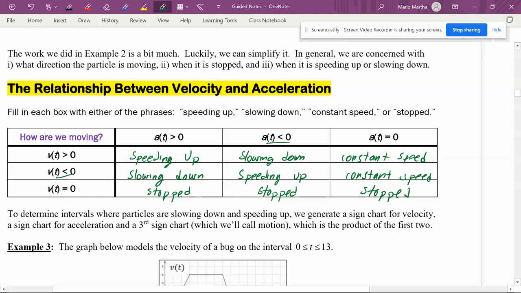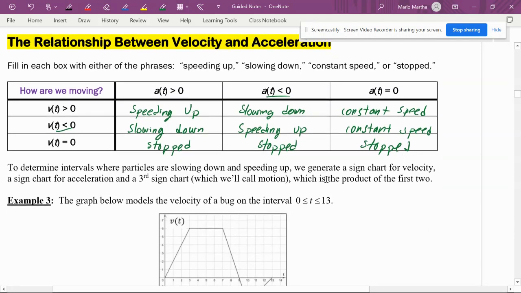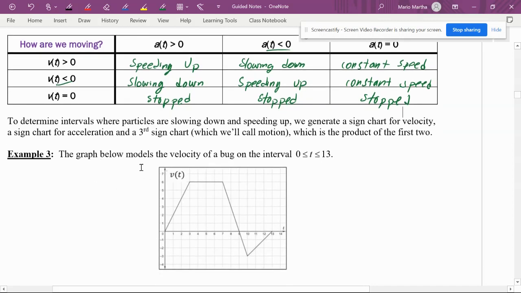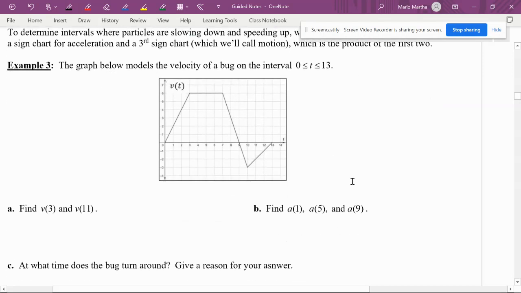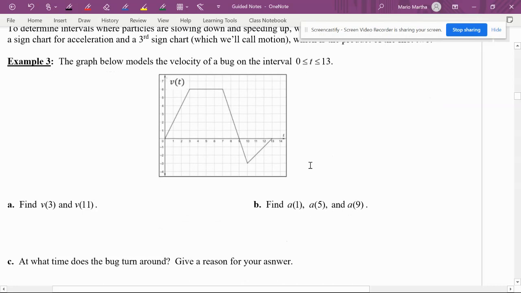All right. And then pretty much, let's look at example 3 right there. To determine the intervals where the particles are slowing down and speeding up, we generate a sign chart for velocity, a sign chart for acceleration, and a third sign chart, which we call motion, which is a product of the first two. So the graph below models the velocity of a bug on an interval between 0 and 13. So find v of 3 and v of 11.